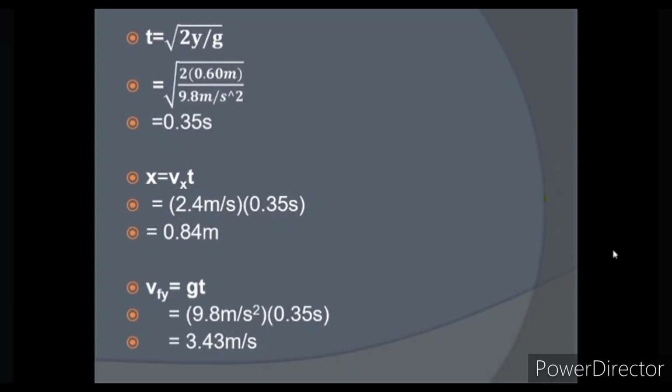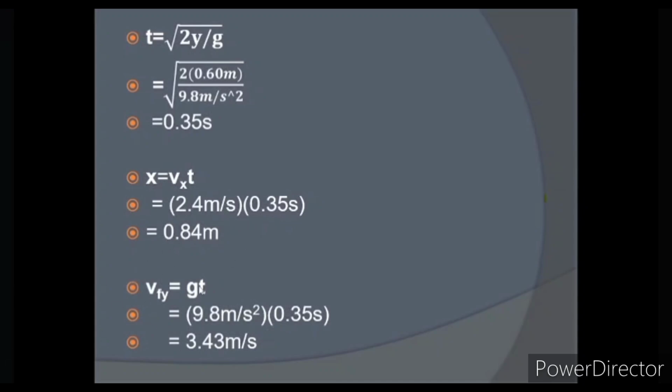Next, we're also looking for the distance or the range. So, we have here the value for the initial velocity na 2.4 times your time. Yung nakuha natin time doon, which is 0.35 seconds. So, the answer would be 0.84 meter. So, range yung hinahanap natin. So, meter po dapat yung ating unit.